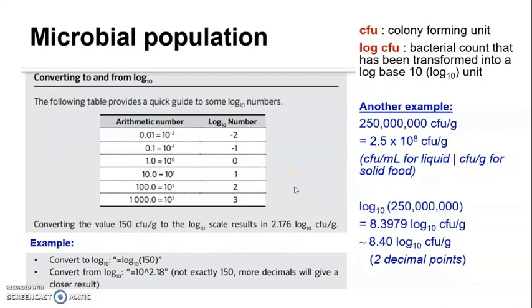What if you have a higher number of bacteria? Usually bacteria are present at a very high number, especially in an environment that is very favorable for them to grow. Say you have a very large number like this and you want to convert it into log. Same thing, you plug in this number and you get the result, which is 8.3979 log 10, or rounded to one decimal, 8.4 log 10 CFU per gram.